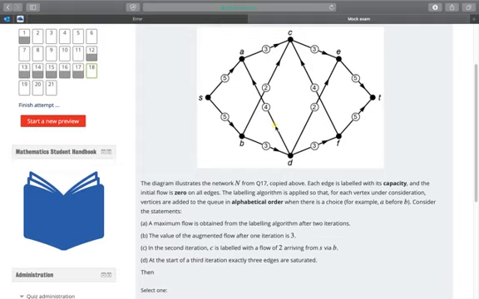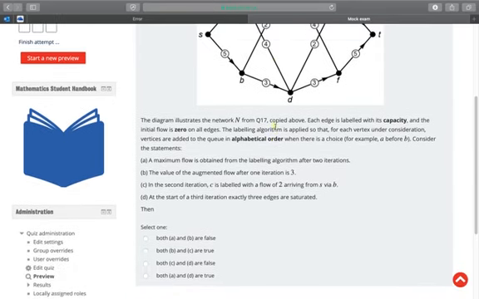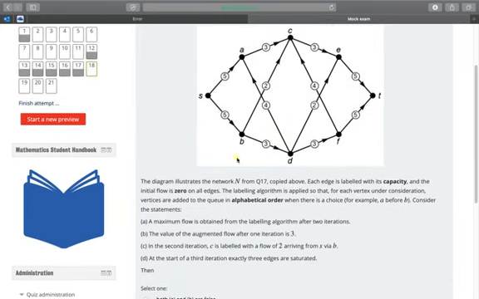Now we're asked to apply the labeling algorithm using alphabetical order when there's a choice for putting vertices on the queue. And let me just go through these. This is where we have to find certain combinations being true or false. So maybe we don't need to know all of the validities, but let's start with the first statement.